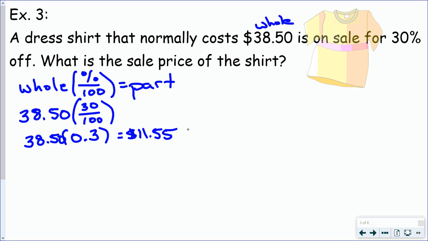Now, this 11.55, this is what's called the discount. This is how much money you're saving. It's not how much you're going to pay for the shirt. It's not the sale price of the shirt. It's how much you're going to save.